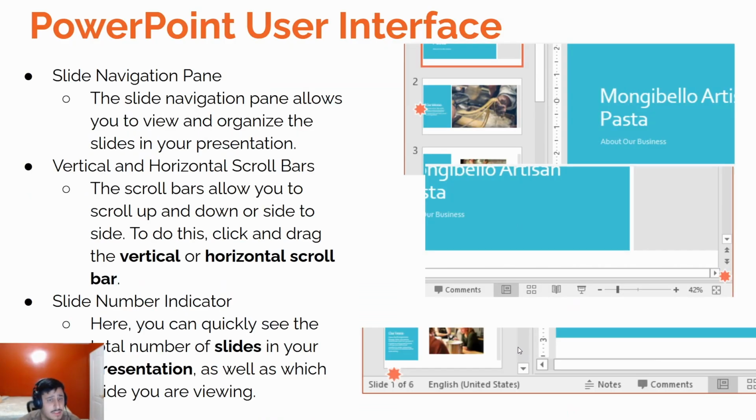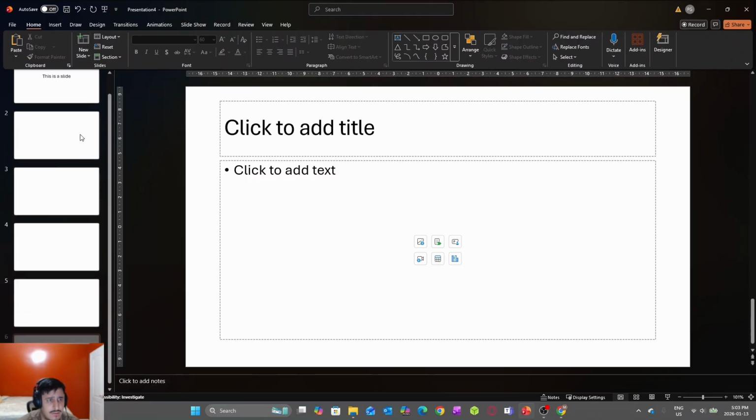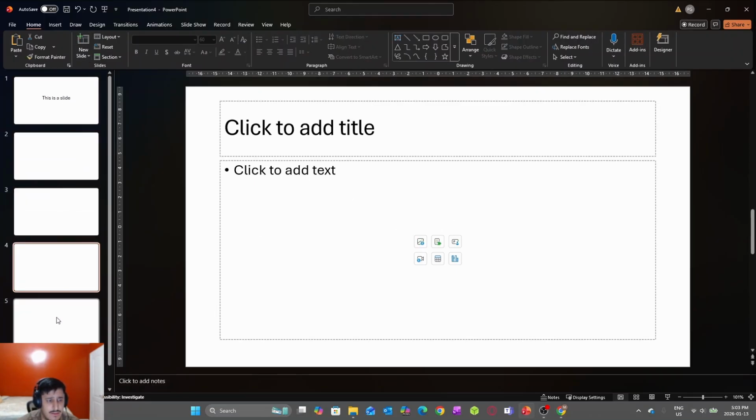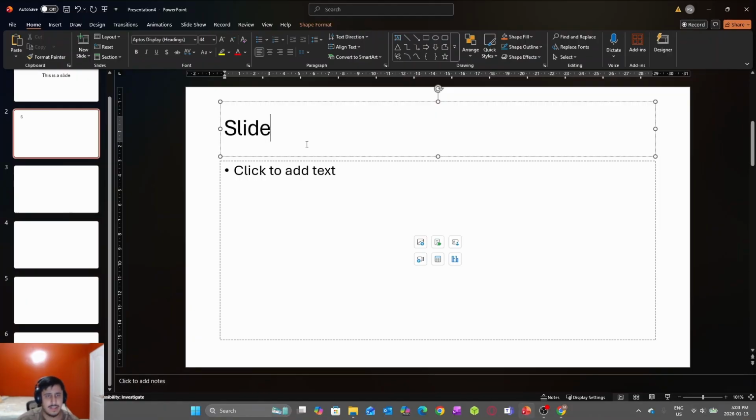Now we can talk about the slide navigation pane. The slide navigation pane allows us to view and organize the slides in our presentation. So let's quickly create some slides, and then we can navigate to different slides. Very essential feature, I'd say. Typically most individuals won't minimize this, but it is very useful for navigating through the slides and quickly tabbing to them to make changes.